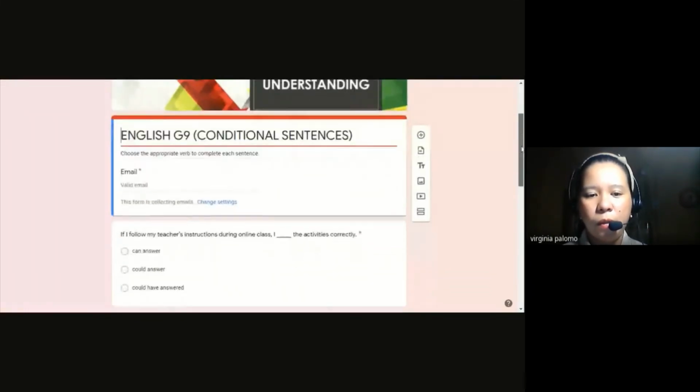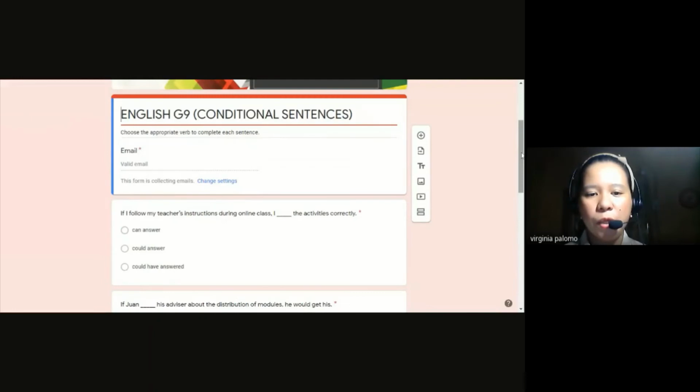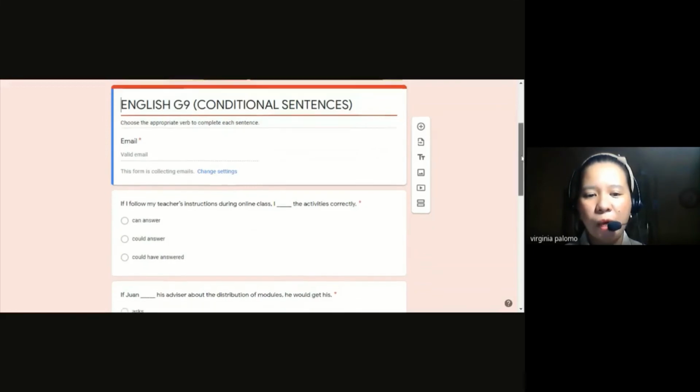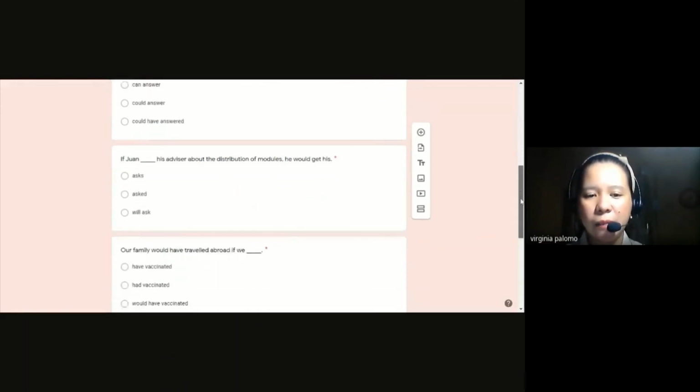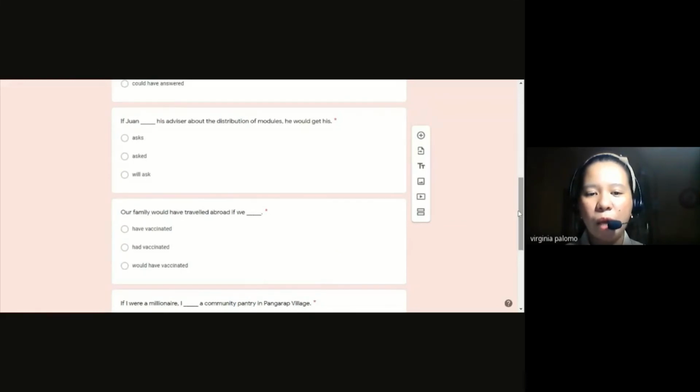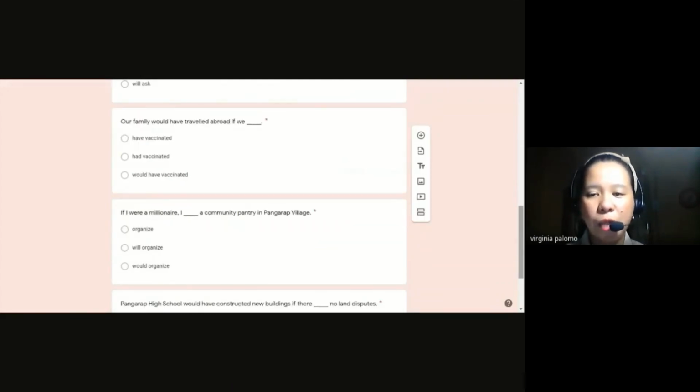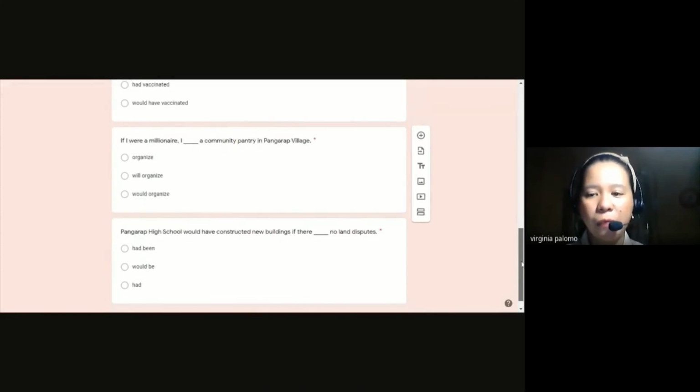Okay. So we have here: if I follow my teacher's instructions during online class, I blank the activities correctly. If Juan blank his advisor about the distribution of modules, he would get his modules. Our family would have traveled abroad if we blank. And then, if I were a millionaire, I blank a community pantry in Pangarap Village. And then, Pangarap High School would have constructed new buildings if there were blank no land disputes.